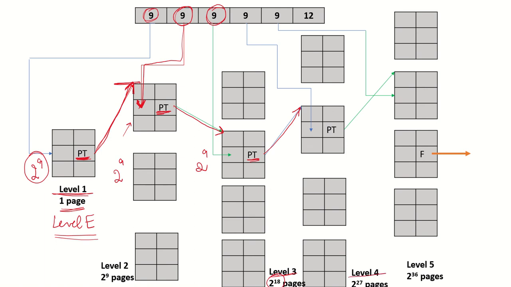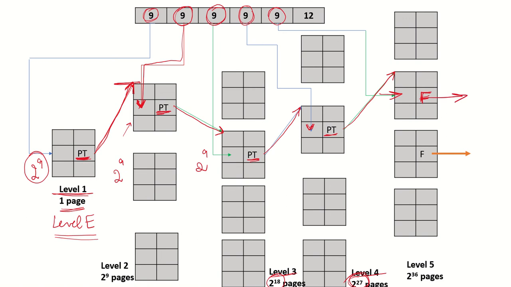Now we are going to level 4. The total number of pages being utilized is 2 to the power of 27, and again each of these has 2 to the power of 9 entries. So again 9 bits to index into this page table. Again we get the address of the next page table and we go here, and again 9 bits to index into this page table. Here is the place where we will finally get our frame number.